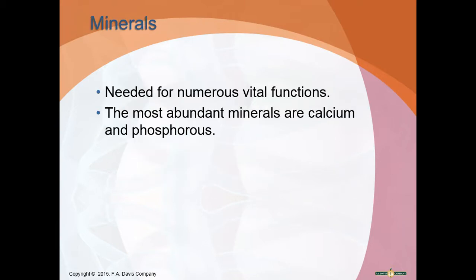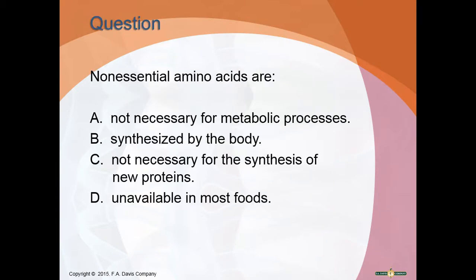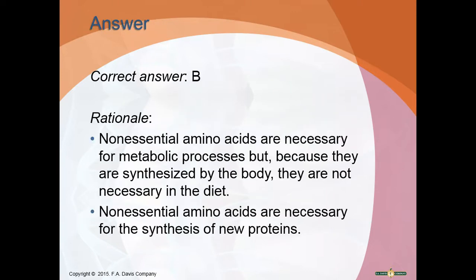So minerals are needed for vital functions, and the most abundant minerals are calcium and phosphorus. So the question is, non-essential amino acids are, and the answer to that is B. They're synthesized by the body. They're things that we make already, so we don't have to take them in.